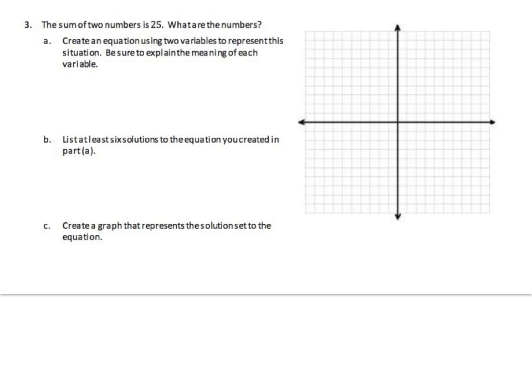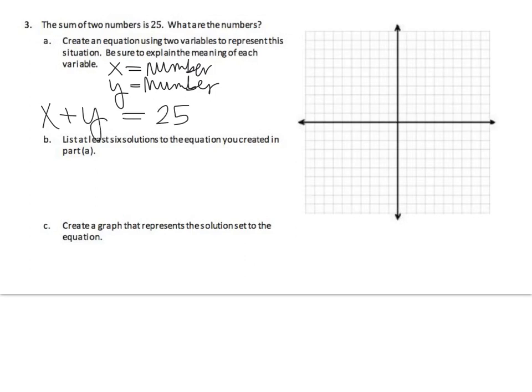The sum of two numbers is 25. What are the numbers? Create an equation using two variables to represent the situation. Be sure to explain the meaning of each variable. I can say x is a number and y is a number. And then I can say two numbers, the sum of them is equal to 25.